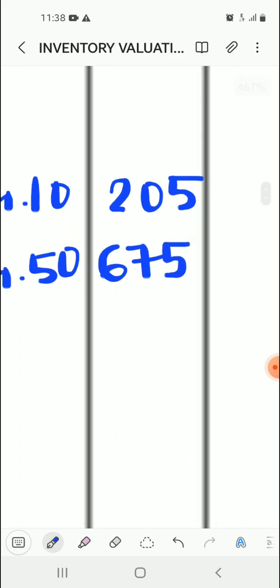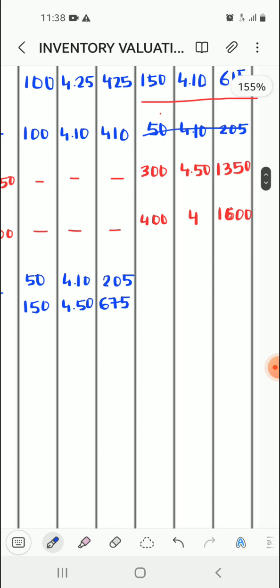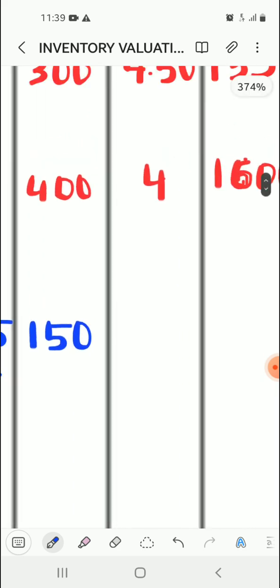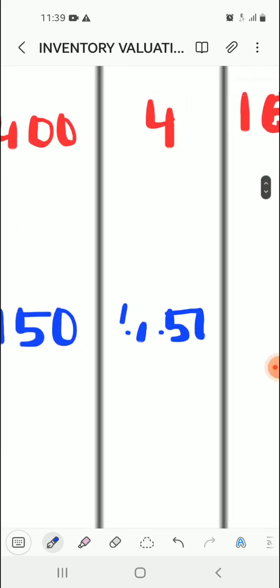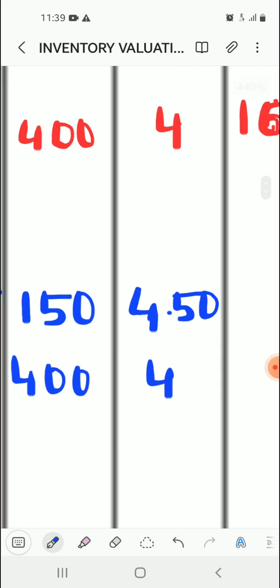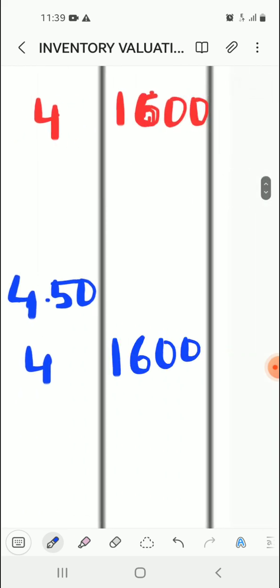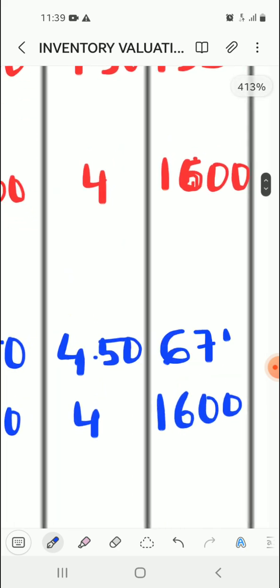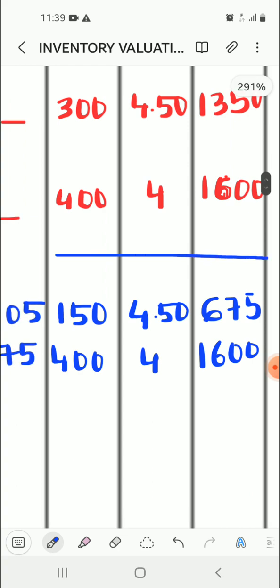Once that is done, see this 50 gone, and from this 300, 150 already gone. So from this lot we are only left with 150 units, and the whole this lot is left. So let's make the entries for it. So from the 300 lot, 150 remains for 4.50. Similarly, next lot 400 units for 4 rupees. This is entirely left. Just multiply it simply. 150 into 4.5. This comes to 675. So this is my remaining lot for now.